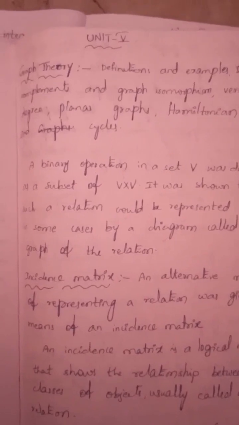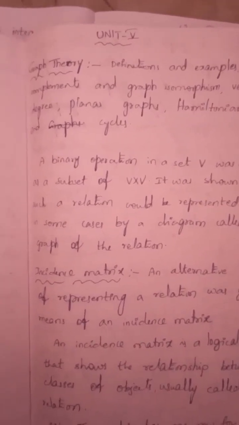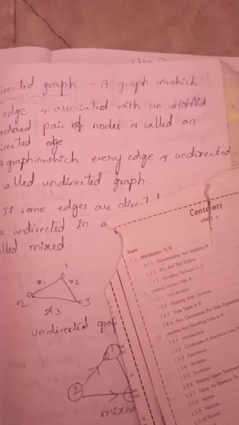Graph theory. In this, first you have to understand graphs, then trees. What is the meaning of graph? A graph is a diagrammatic or pictorial representation of vertices and edges. What is the meaning of vertex? A vertex is a node.